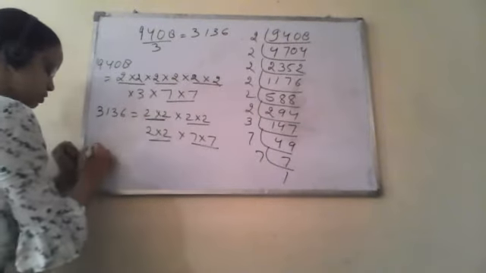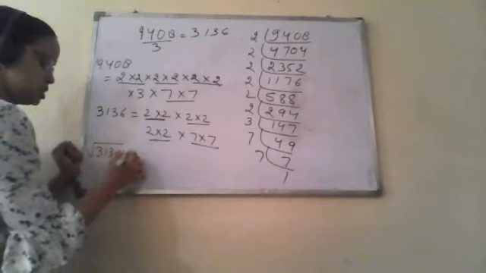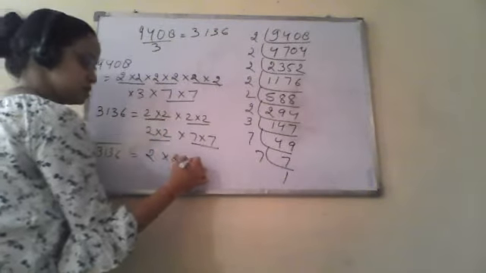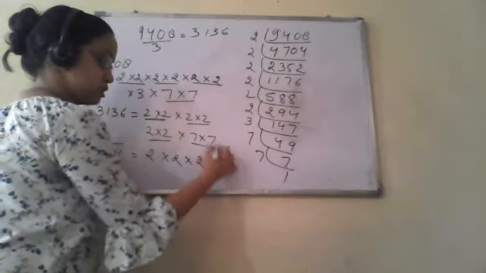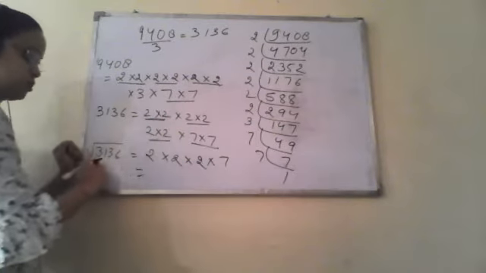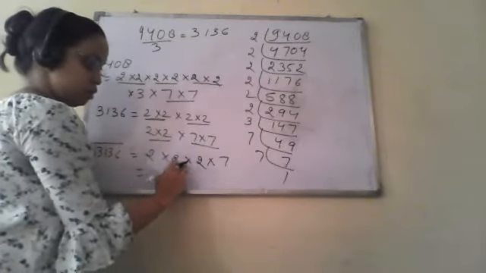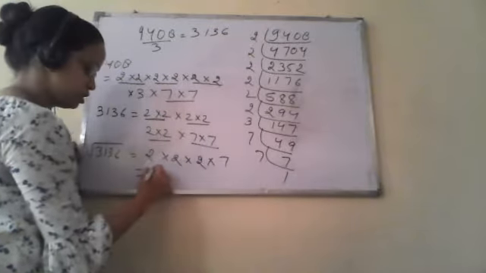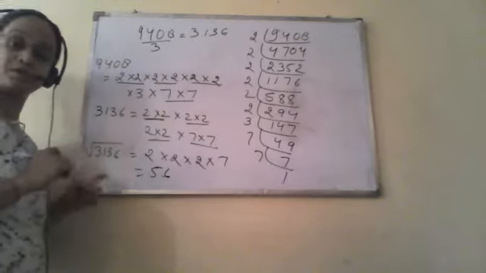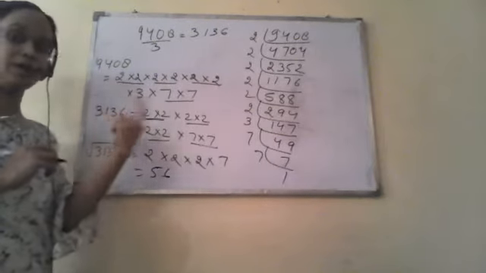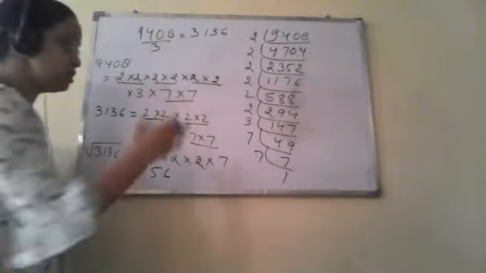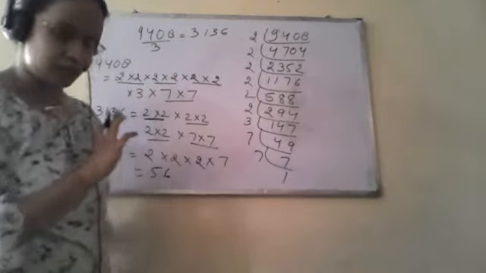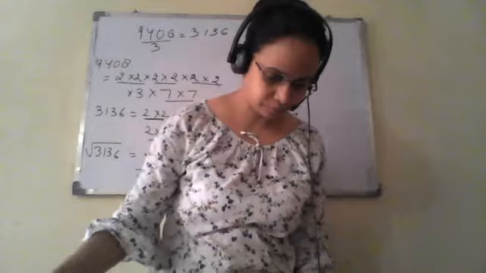So if we find the square root of this 3136, we will take one 2 from each pair and one 7 from this, and the square root of 3136 will be 2 into 2 into 2 into 7, that is 2 into 2 is 4, 4 into 2 is 8, 8 into 7 is 56. I hope this is clear. Either we can remove, or in case we have been asked to multiply the number, we would multiply this 9408 by 3. I hope this is clear now.